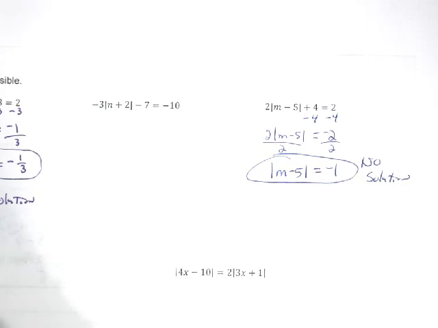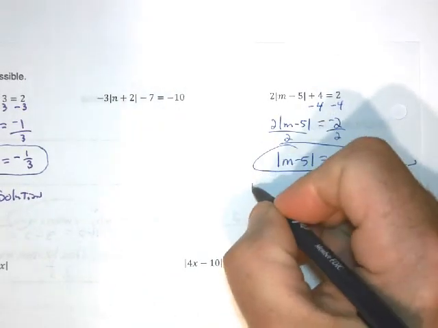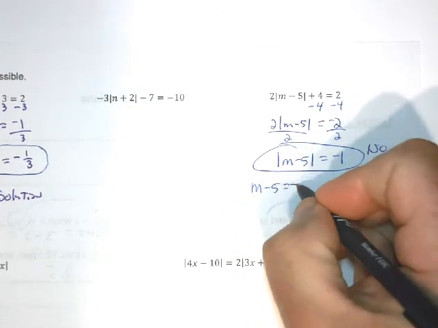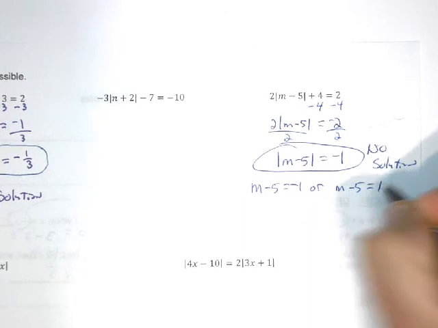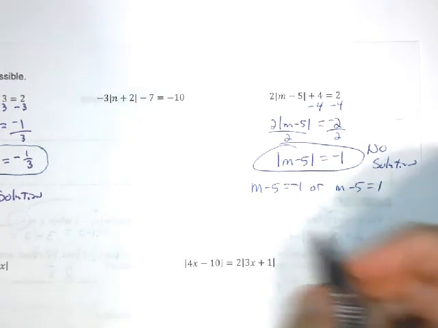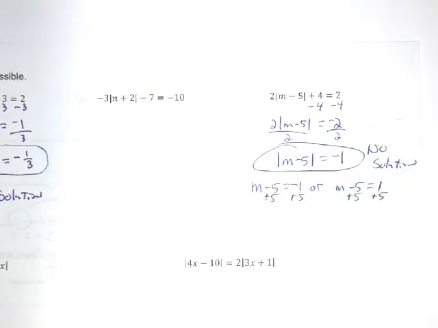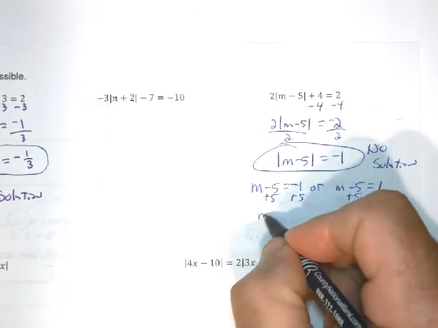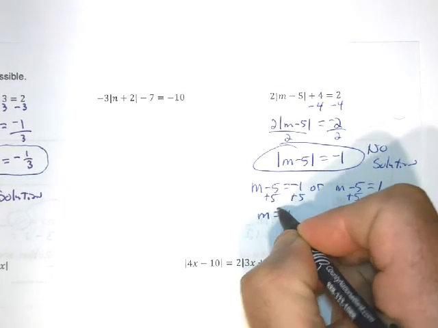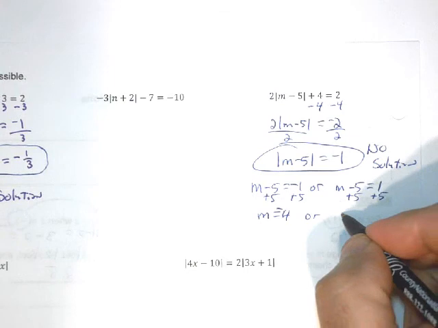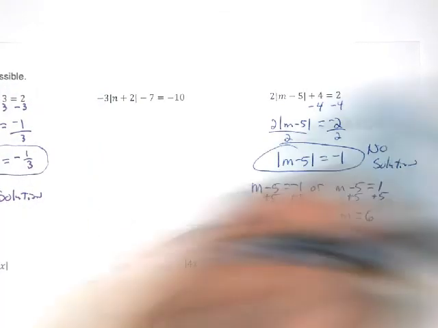Let's check it. If we were to continue this, let's say we missed that step, we would say m minus 5 equals minus 1, or m minus 5 equals a positive 1. We would add 5 to both sides, and I'll do it to both equations right now because it's all the same. Then you get m equals minus 4, or we get m equals 6.